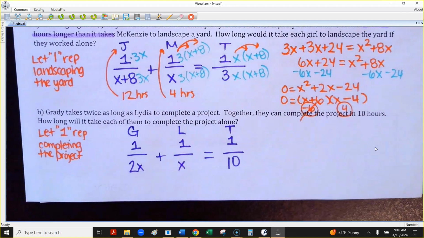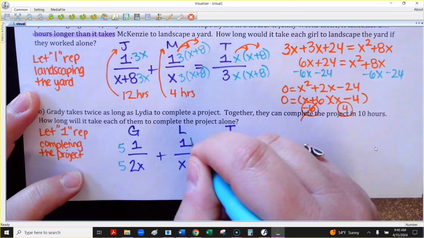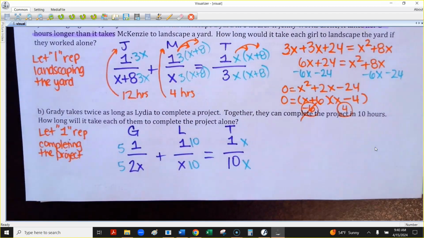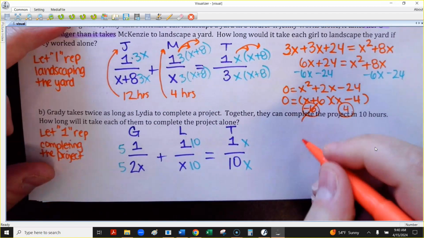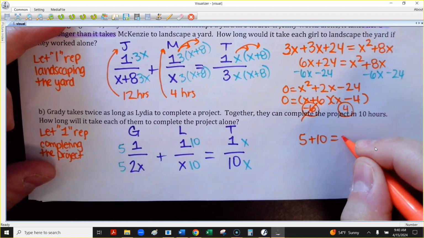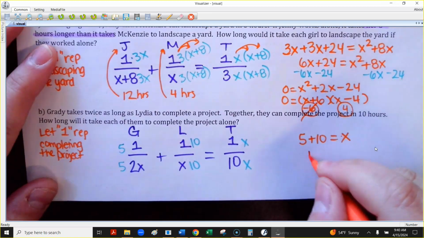Now, what do we want to use as the common denominator here? 10x, that's what I would do. So top and bottom here by 5, top and bottom here by 10, and top and bottom here by x. Now, this literally becomes, let me grab a different color, you have 5 plus 10 equals x. Literally, like the bottom, it's literally just 5 and 10. And so 15 would be x.